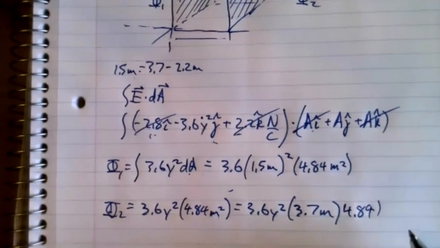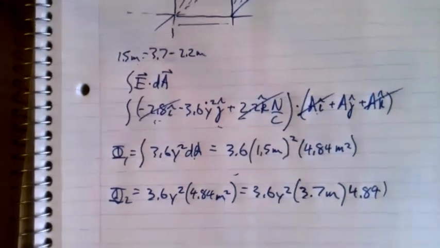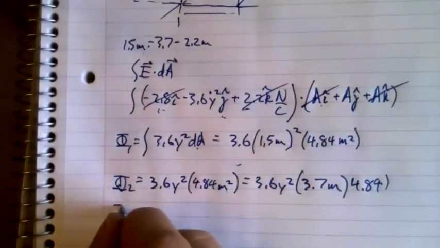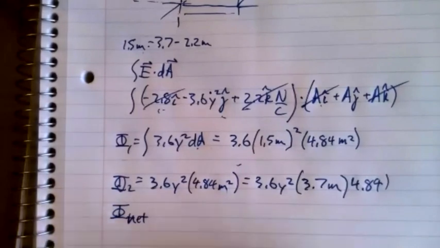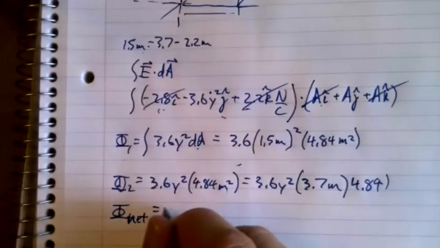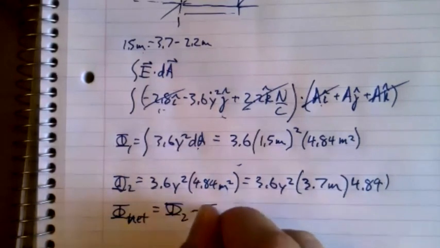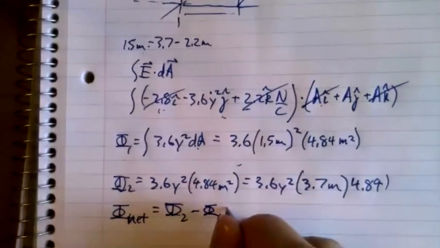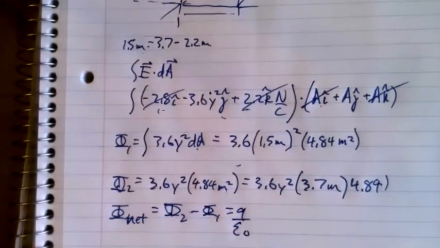Okay, so once I get the flux from each side of this, right? So I have flux going in and flux going out. I want to get my total flux. So my net flux into the box will be psi 2 minus psi 1, right? And this will equal Q divided by epsilon naught.